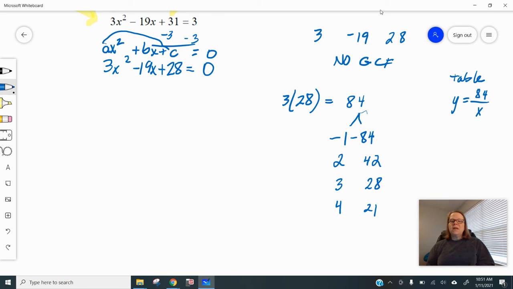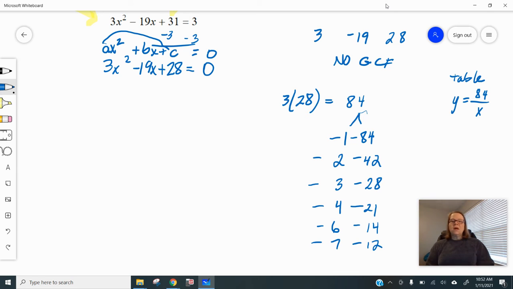And you're looking for things that will add to give you a negative 19. So that means they would all have to be negatives for that to happen. And so far we haven't found it. 84 over x. Make sure I wrote all those numbers down right. 4 and 21. And then 5 is 84 over 5. So that's not a factor because that's a fraction. And that's the nice thing. I always tell my students, this is the one time in math when you can say, it's a fraction, not dealing with it, because you don't have fractions for factors. And then 6 and 14, and 7 and 12. And I think we finally found our answer.